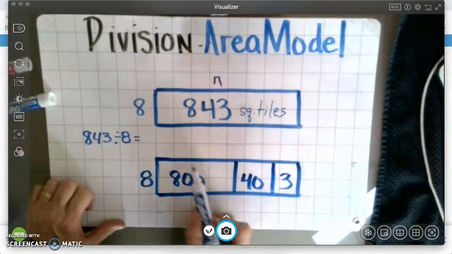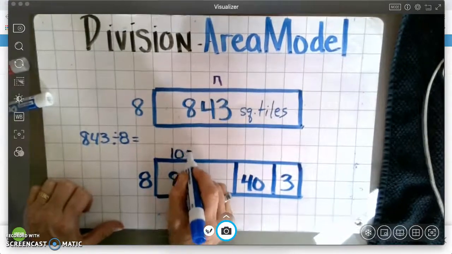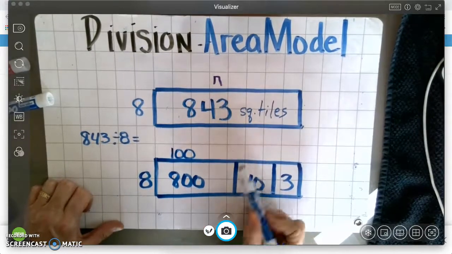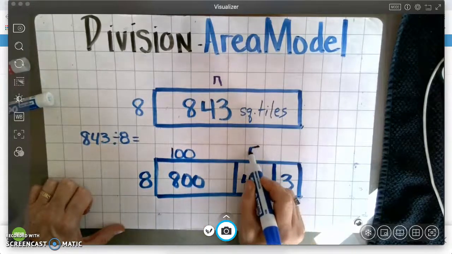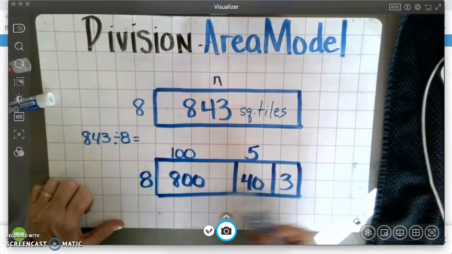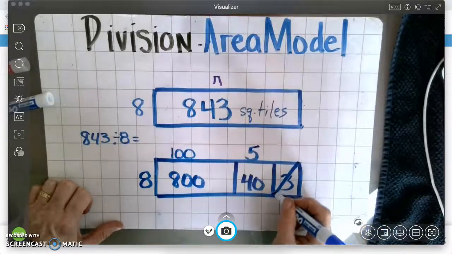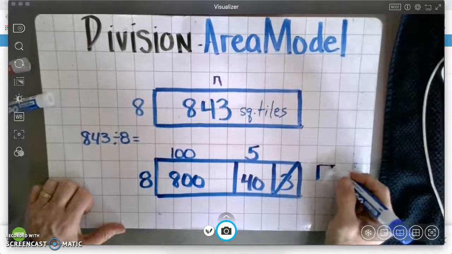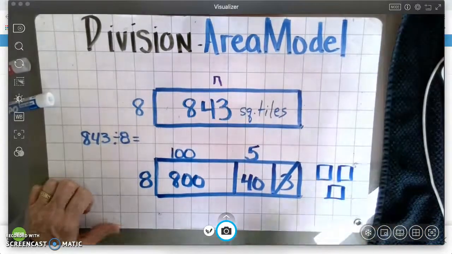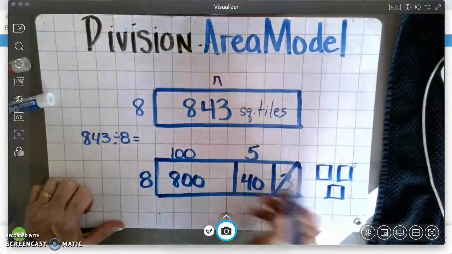So I asked myself, what times 8 is 800? Well, this part is going to be 100 tiles long. This part is going to be, what times 8 is 40? That's 5. And these 3, what times 8 is 3? Nothing. I can't use these 3 tiles, so I have to set them aside and maybe use them for another day. I could put them in the shed, but I can't use them here. So this isn't going to work.